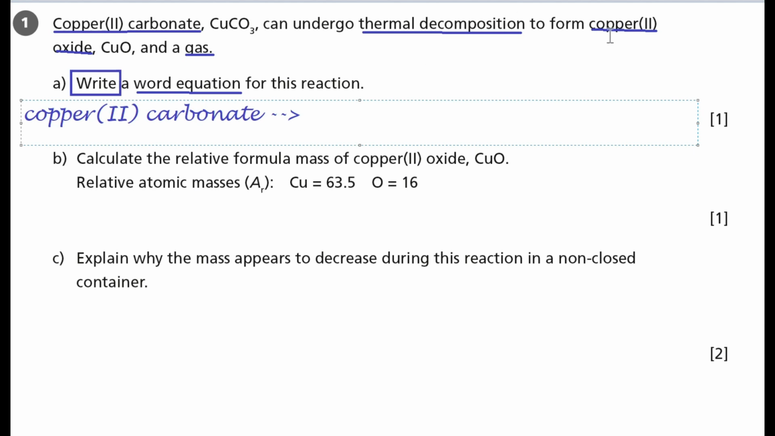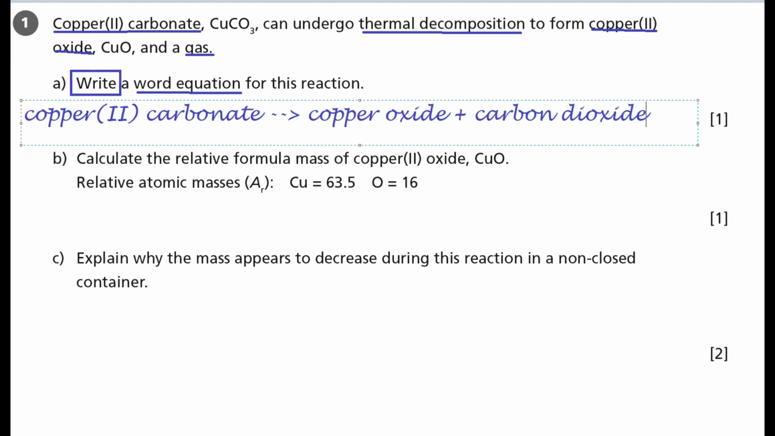And what have I made? I've made copper oxide and a gas. Now a gas, it could be any gas, so let's try and work out what the gas is. Copper carbonate has the formula CuCO3. It becomes copper oxide. What's left over? 1 carbon atom and 2 oxygen atoms. That could be the gas carbon dioxide, and indeed that's the other gas that is made in this reaction.